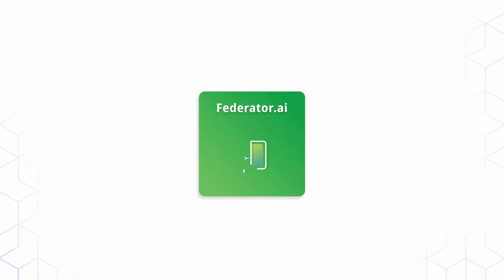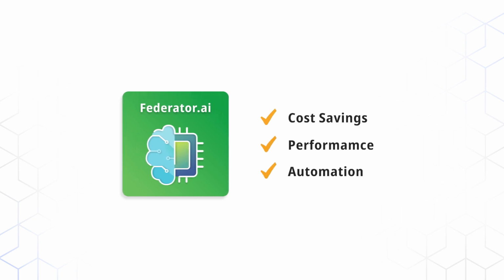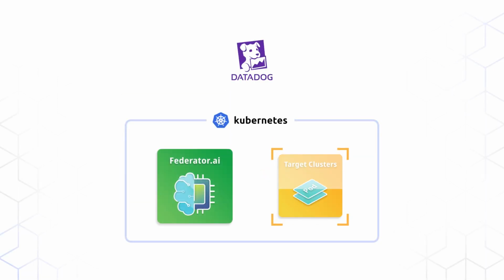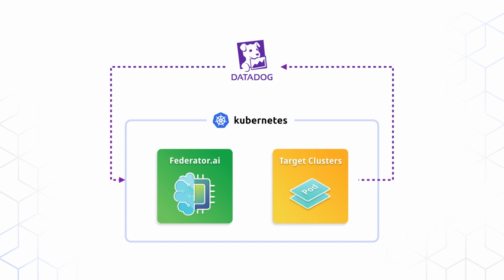ProphetStor Federator.ai, a machine learning-based solution with a first-in-the-industry recommendation engine designed for automation and optimization for cloud operations. With the integration of Datadog monitoring service, Federator.ai queries operation metrics collected by Datadog and feeds them into the AI-based recommendation engine of Federator.ai.